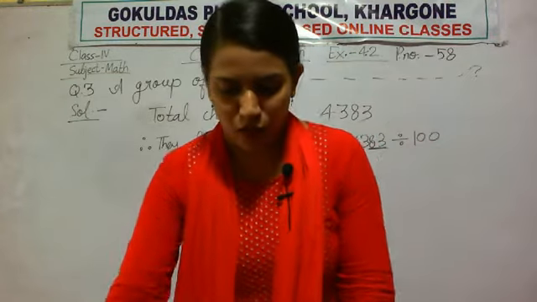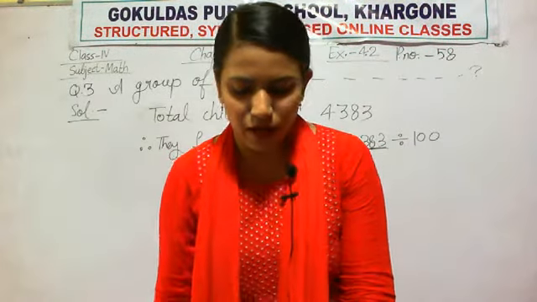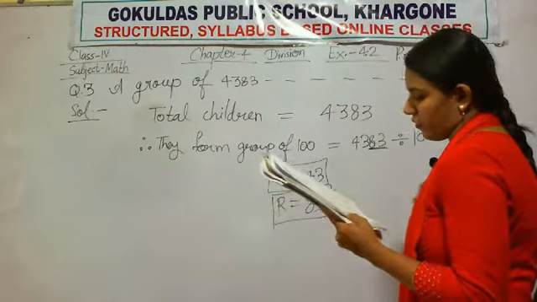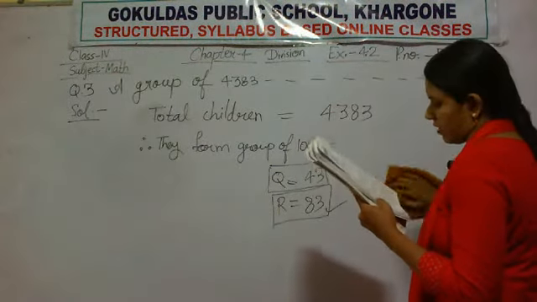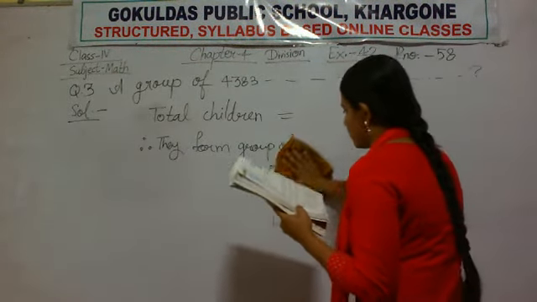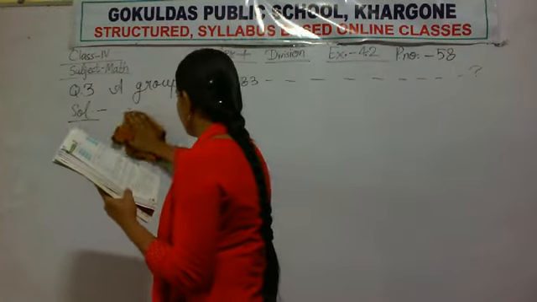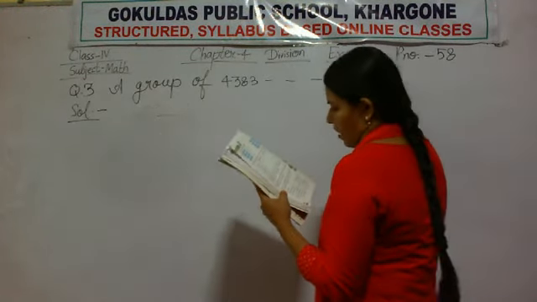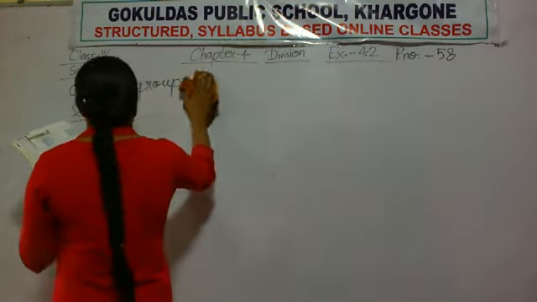Okay, now let us move to the next word problem. A club collected a fee of rupees 72,800 from 100 students. How much did each student pay to the club?